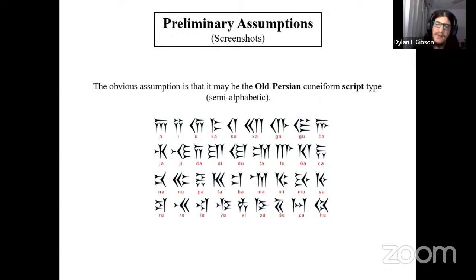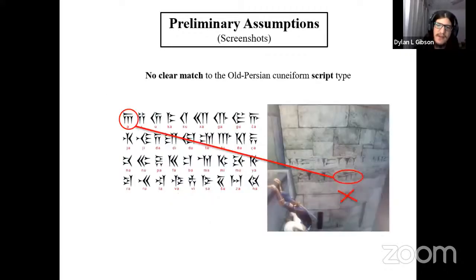And because we are dealing with Prince of Persia, this is the best place to start. And immediately we can see that there's not a clear match. If we just go and look at each of those symbols, before we even try to understand them, just to see if there are any symbols that match the script type, we can already see that it doesn't really match the Old Persian cuneiform script type.